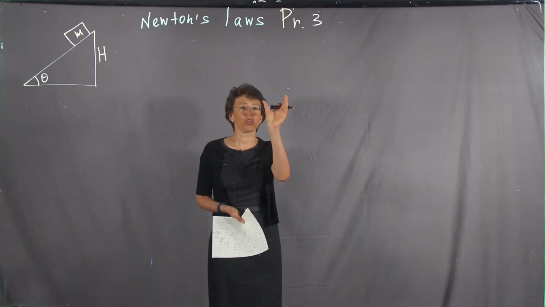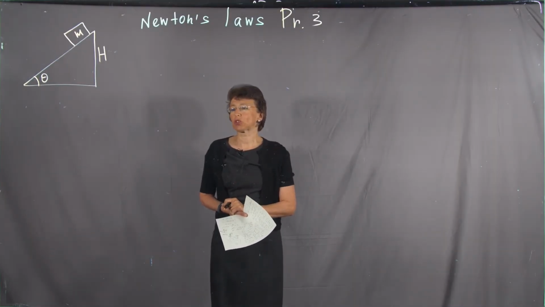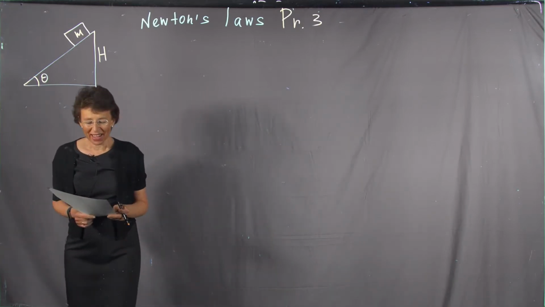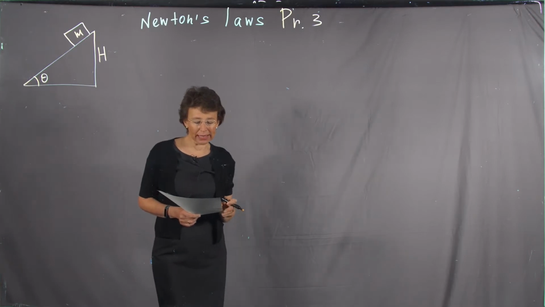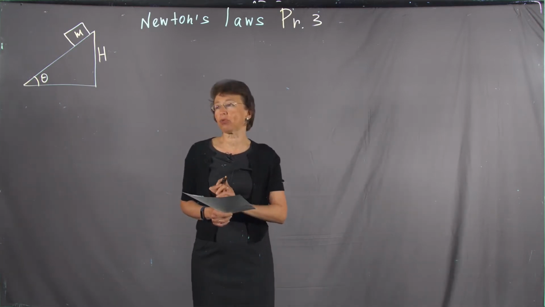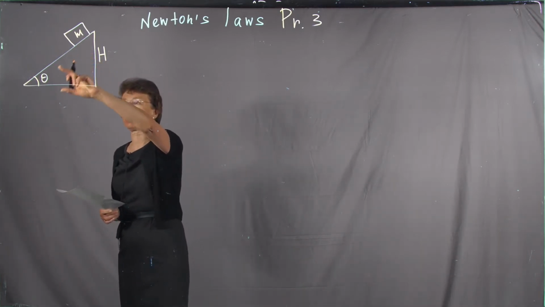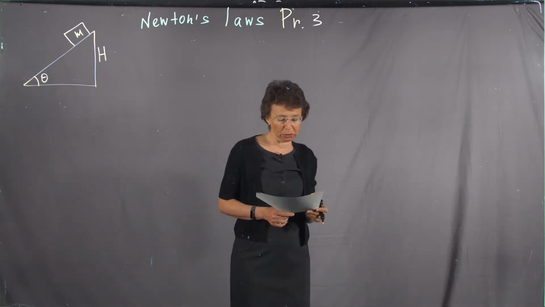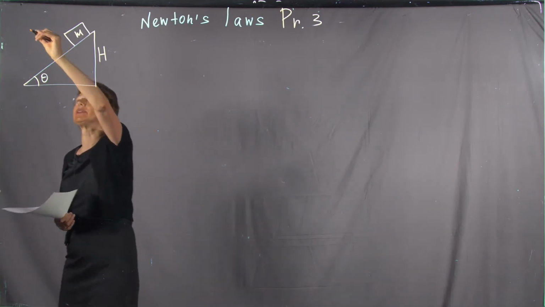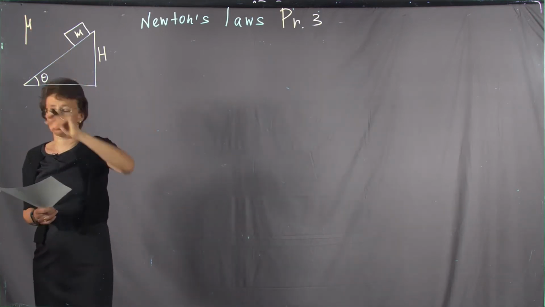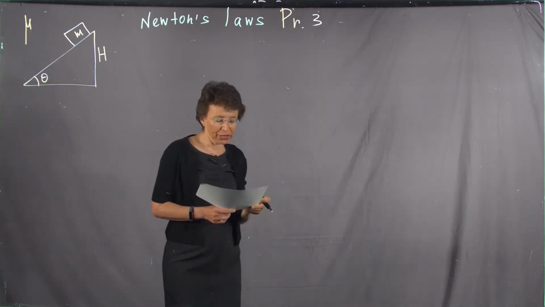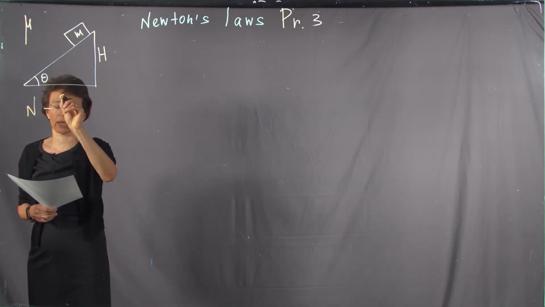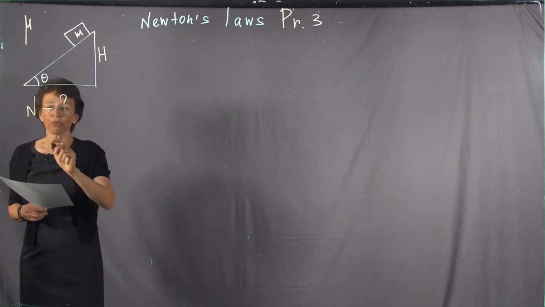This is our third problem that we will solve today, and this will be about inclined plane. A block of mass m is at rest on inclined plane of height h. h is given, m is given, and theta is given. The coefficient of friction between the block and the plane is mu, and mu is also given. Find the normal force acting on the block and the force of friction.